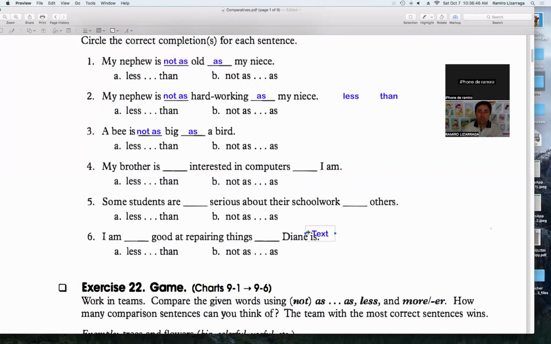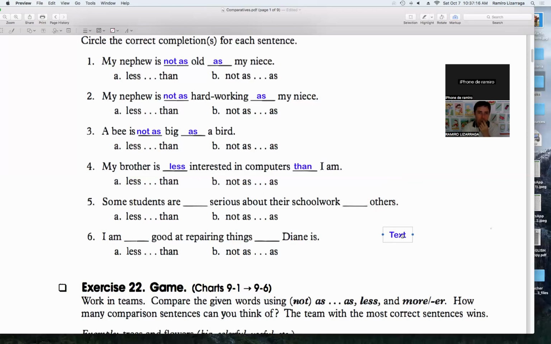Leslie, the next one. My brother is less interested in computers than I am. Very good. Is less interested in computers than I am. Very good. Than I am. Very good. Anielin?